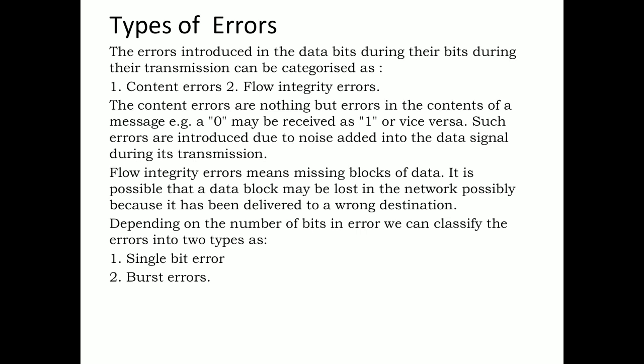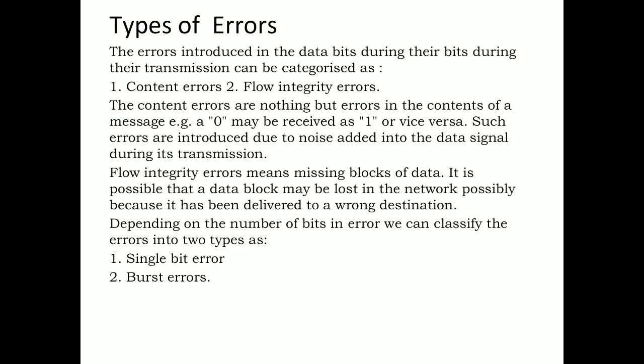Now next, types of errors. The errors introduced in the data bits during the transmission can be categorized as first, content error, and second, flow integrity error. The content errors are nothing but the errors in the contents of a message. Example, a 0 may be received as 1 or vice versa. Such errors are introduced due to noise added into the data signal during its transmission. Flow integrity errors mean missing blocks of data.